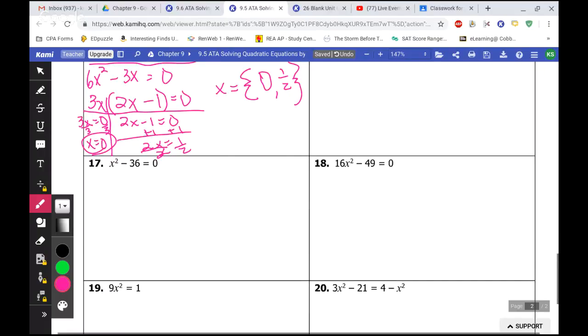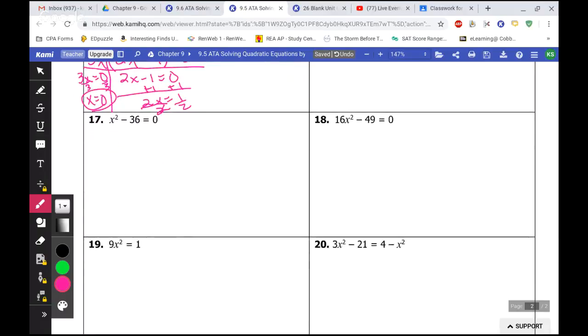All right. Number 17 is a special factoring situation. Do you remember what it is?